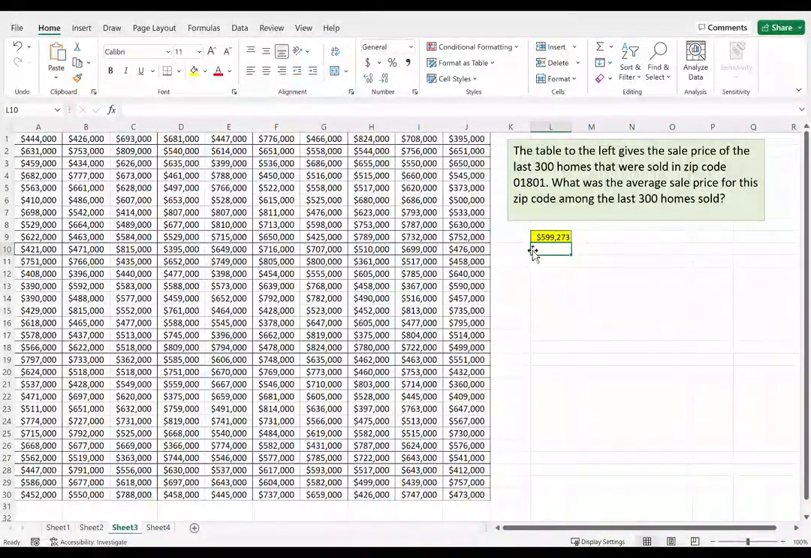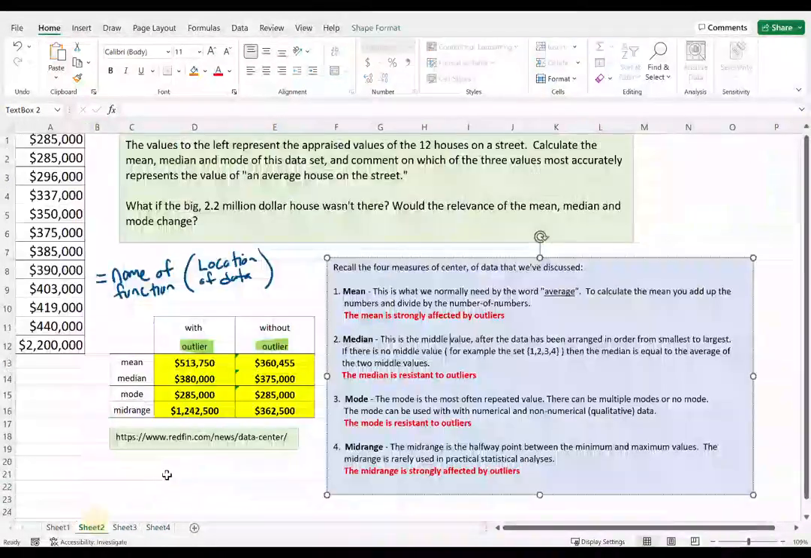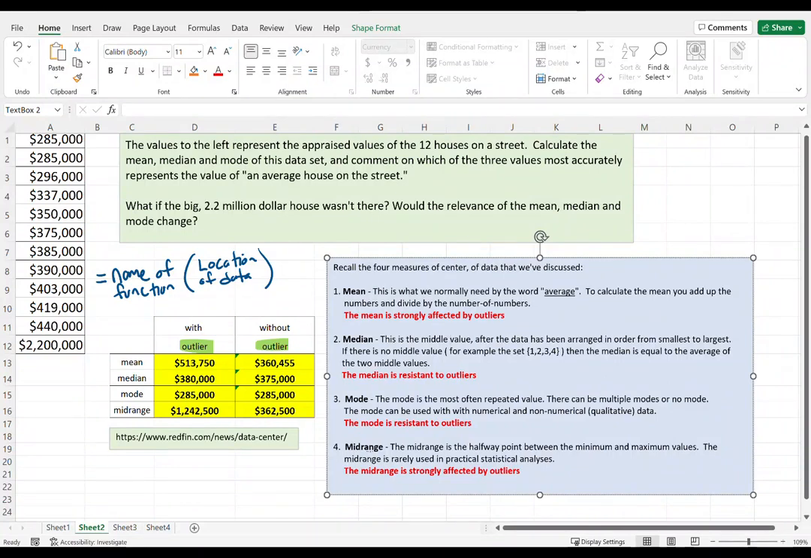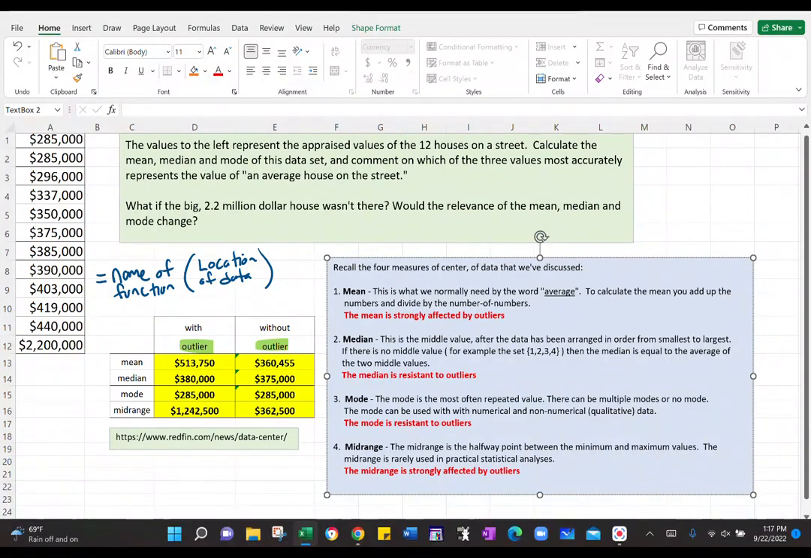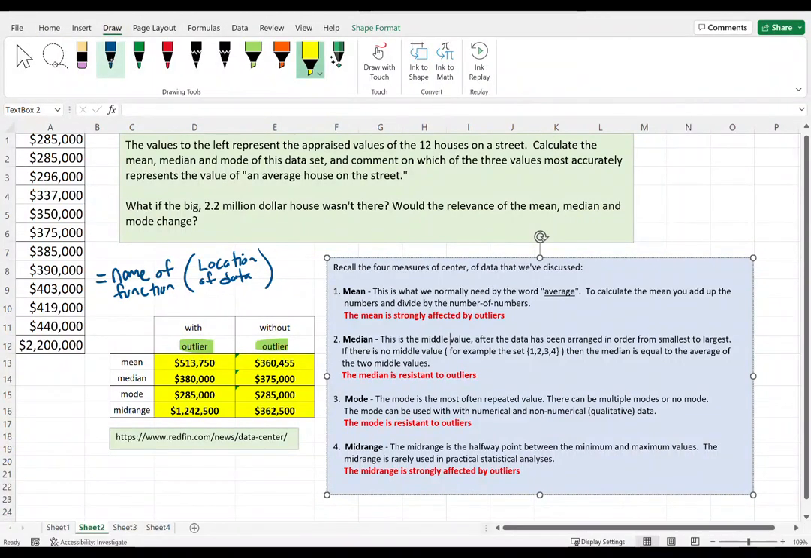All right, so that's it for this video. We have the 4 measures of center. We talked about the mean, the median, the mode, and the mid-range. And the last thing I'll do is I'll put on the screen the Excel functions we used.